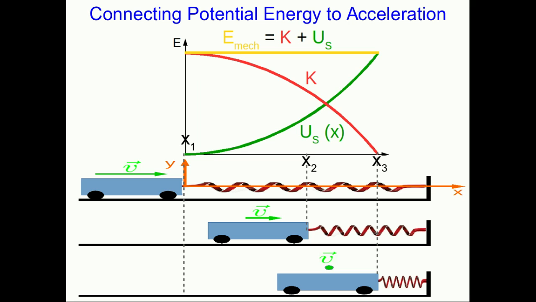Notice that in passing from x1 to x2, the cart has slowed down. We know that because its kinetic energy decreases from x1 to x2, and so it must have been accelerating back that way. Similarly, going from x2 to x3, it's still slowing down. The kinetic energy decreases further, and so it's also accelerated back that same way. Well, in both of those cases, the acceleration vector is pointing back towards locations where the potential energy of the system is lower. This is a general rule.